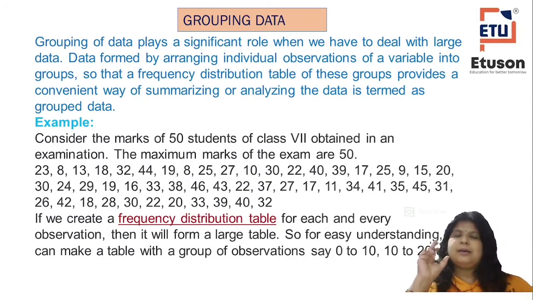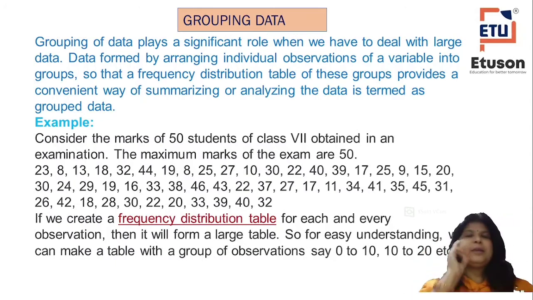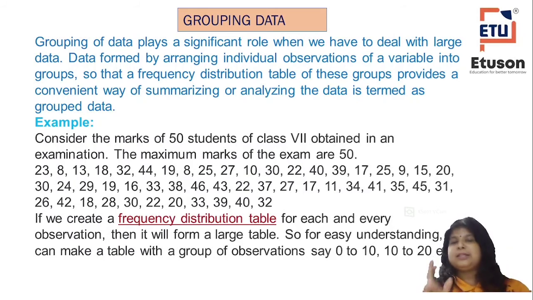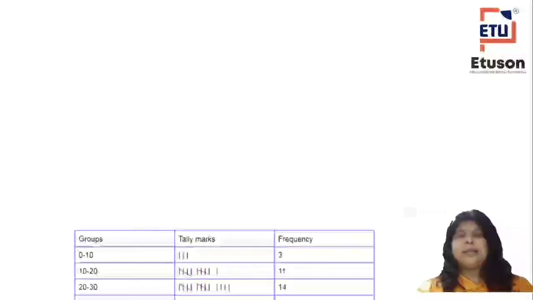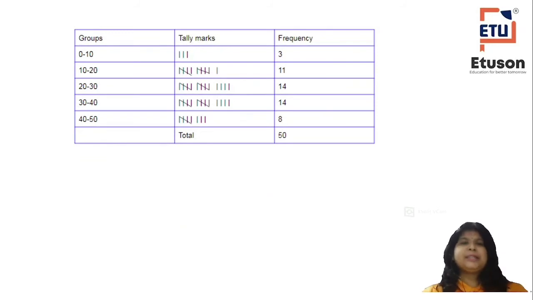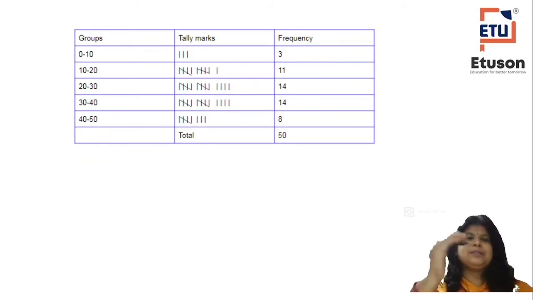So now let us find out how to find the frequency and how to form the frequency distribution table for this case. If we create a frequency distribution table for each and every observation, it will make a large table. So we are forming different sets or class intervals. Correct or not? So you will get a frequency table. The frequency distribution table will look something like this. As you can see, we have categorized the groups 0 to 10, 10 to 20, right? Up to 40 to 50.